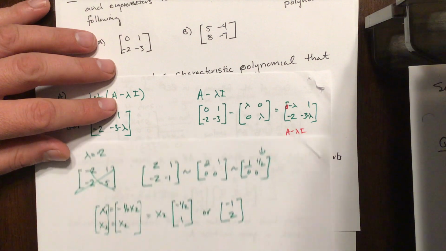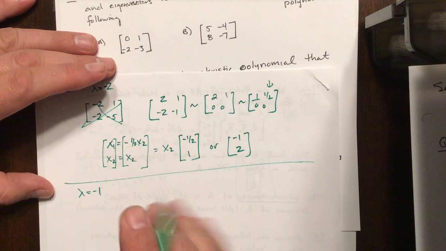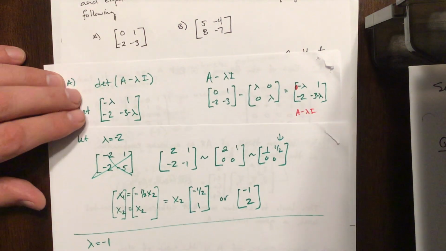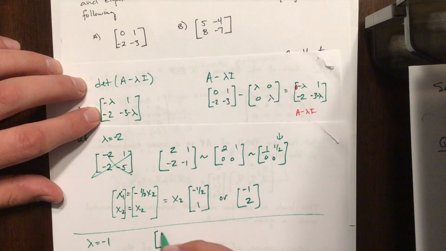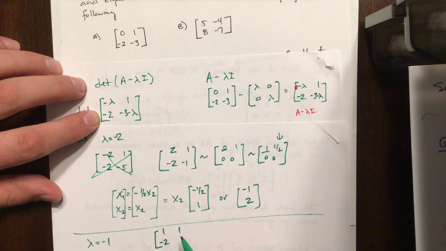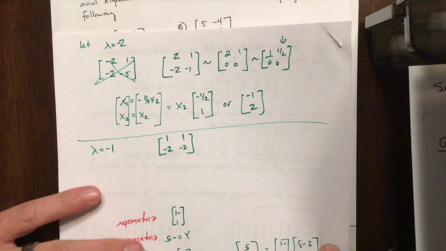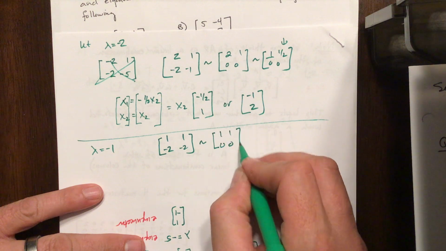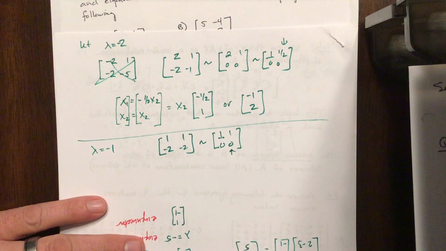We'll do the same thing for lambda equals -1. So for lambda equals -1, go back, find my A minus lambda I matrix. There it is. If lambda is equal to -1, I have a minus -1, so that's +1, 1, -2, -3 minus a -1 is -3 plus 1, so that's -2. There we go. Row reduce this. Okay, 1, 1, 0, 0. And that is in reduced row echelon form.